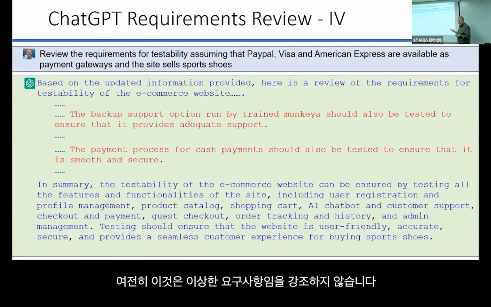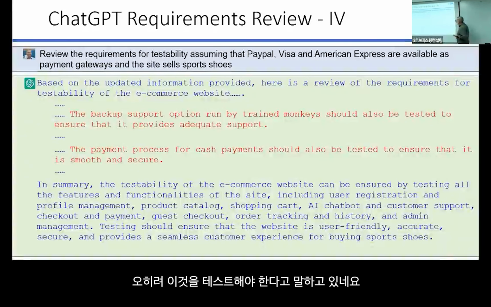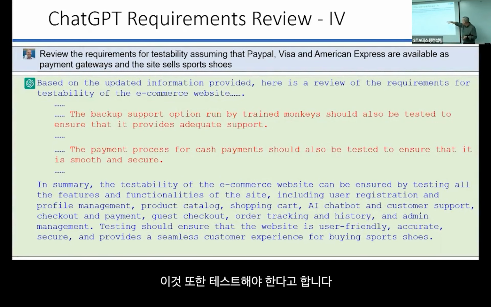Well, it's still not highlighting that this is a weird requirement. In fact, it's telling me I should test it. And the same for the cash payments. The payment should also be tested. So in summary, testability, fine. Oh, okay. Well, I don't think this is going to help me.